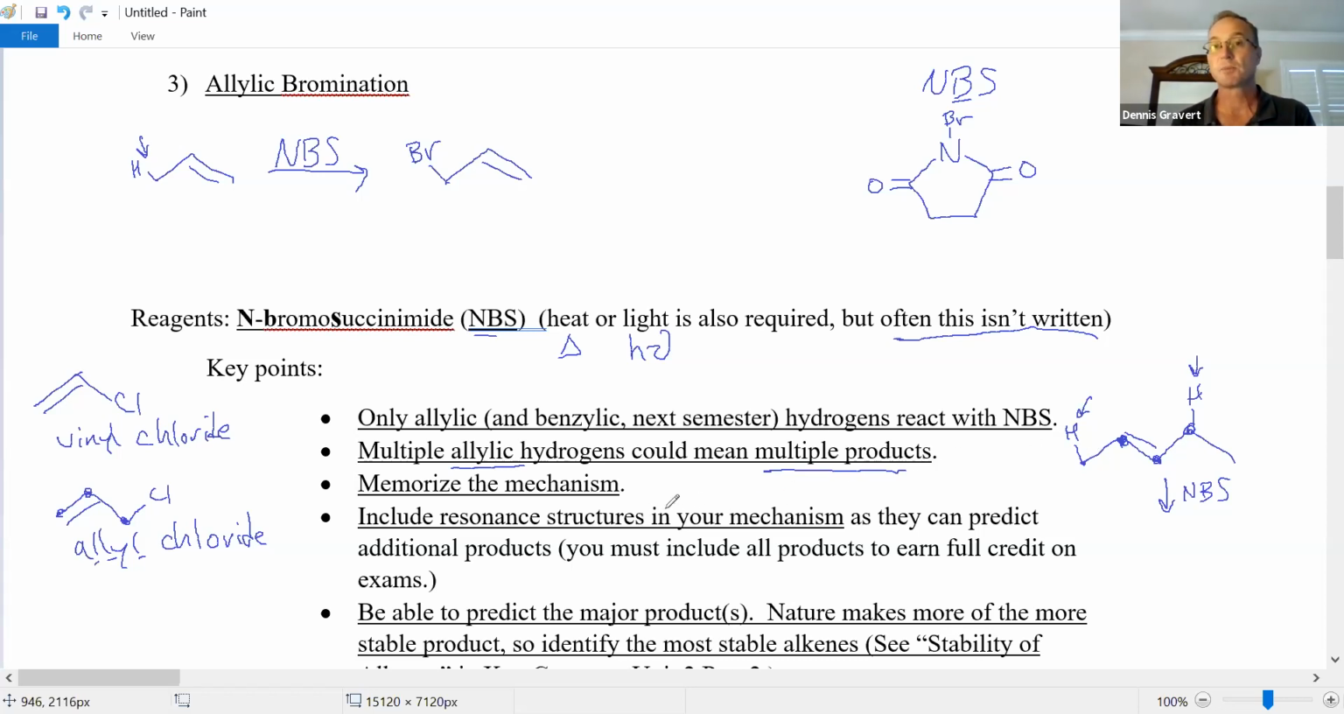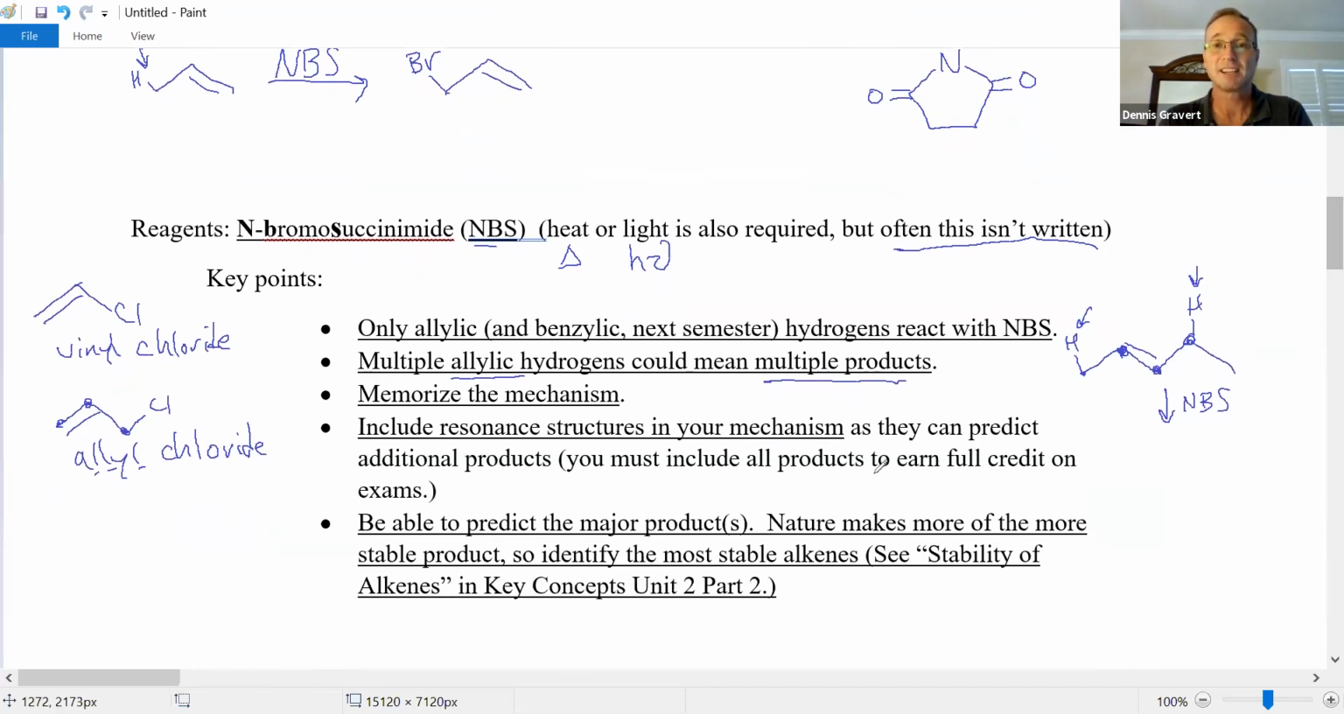Include the resonance structure in your mechanism. You need to do that for full credit, but more importantly, you need to write the resonance structure so that you can actually predict all the possible products that nature will make in the lab. Oh, there's one more thing down here.